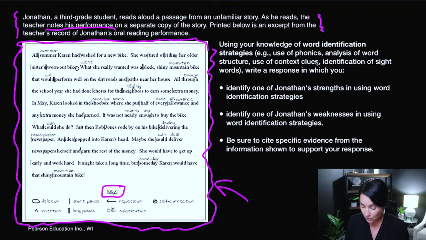Now, here's where the task comes into hand. Using your knowledge of word identification strategies, and this has been the same across all the states that I looked at in their blueprint.